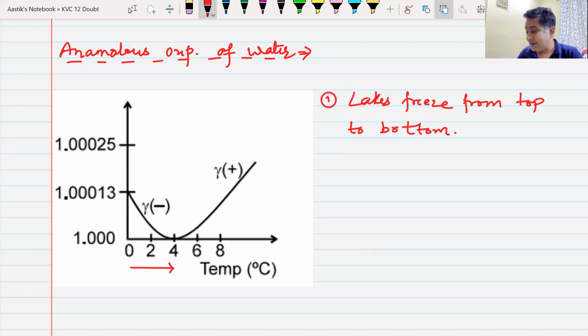So that has saved aquatic life from severe winter, and probably that is the reason that we are both alive, because if aquatic life would not have weathered that severe winter, there was some winter some millions of years back, everything would have ceased to exist. Do we understand this?